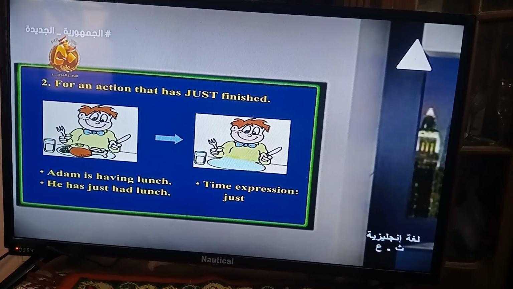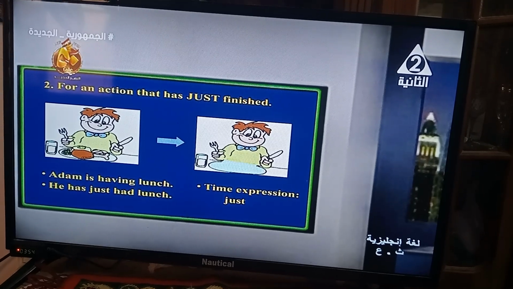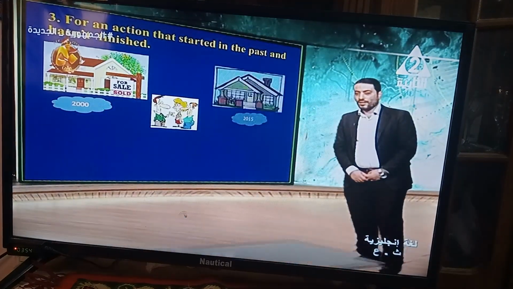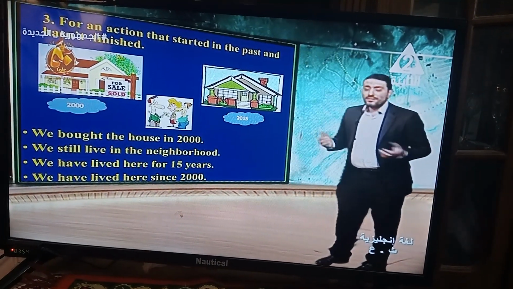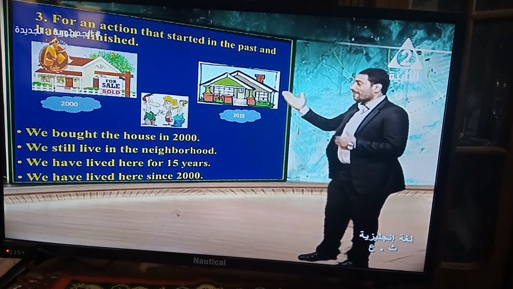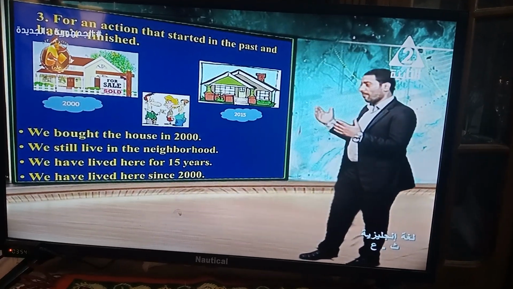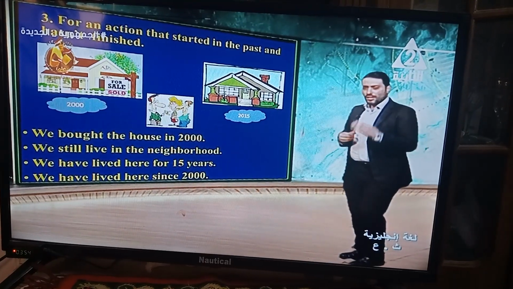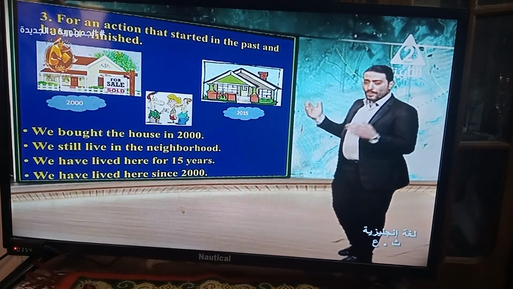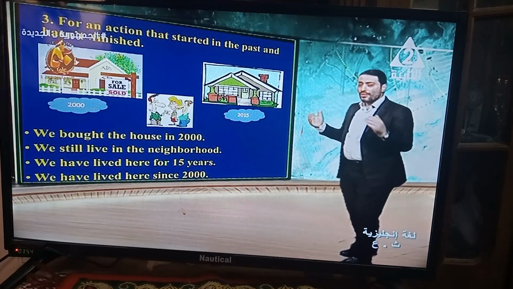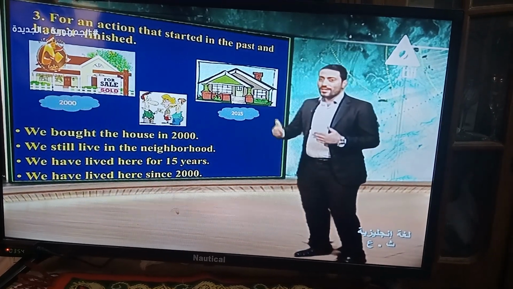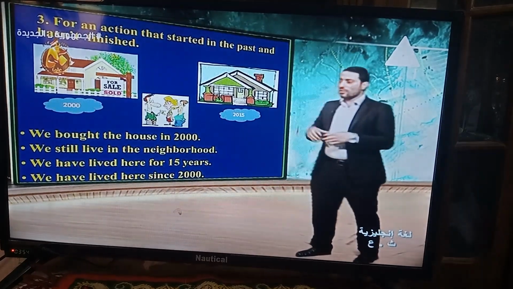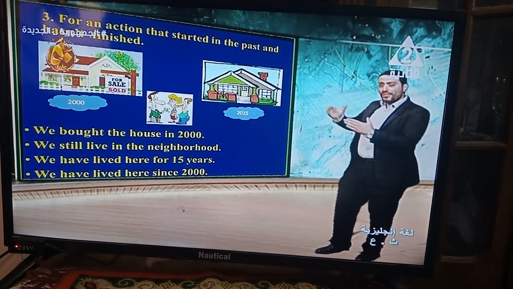with this meaning especially. Okay, so Mr. Ahmed. Also, we use the present perfect to talk about actions that happened in the past but are still continuing till now. For example, look at this house. We bought this house in 2000, but now in 2024, for example, we are still living in this house. So I say we bought this house.